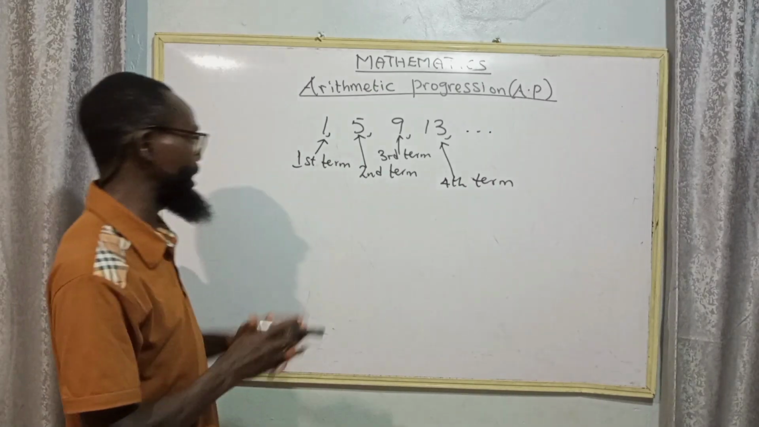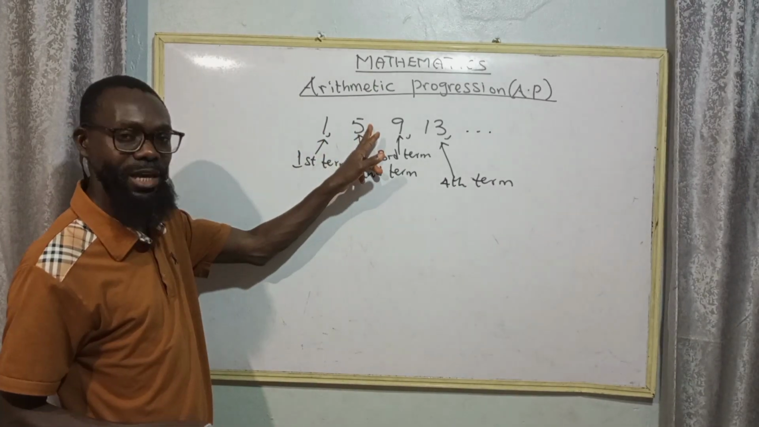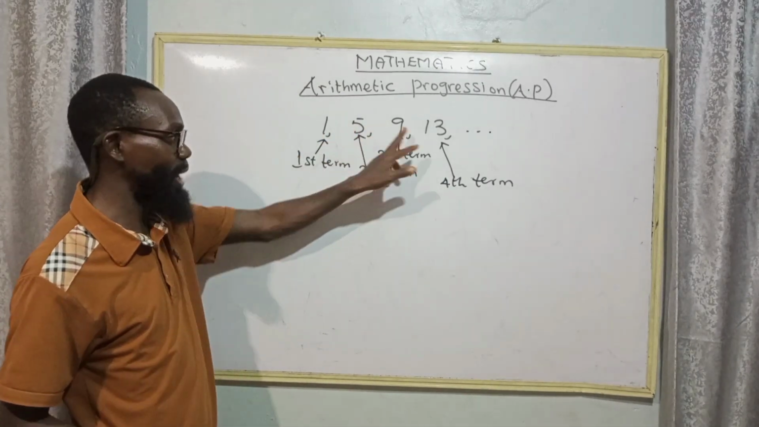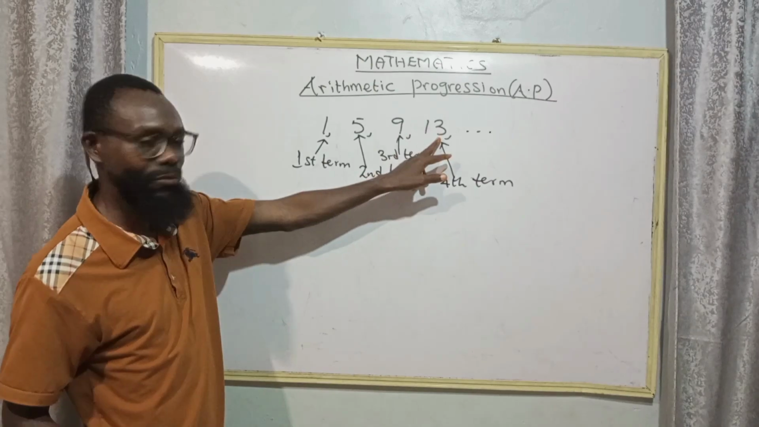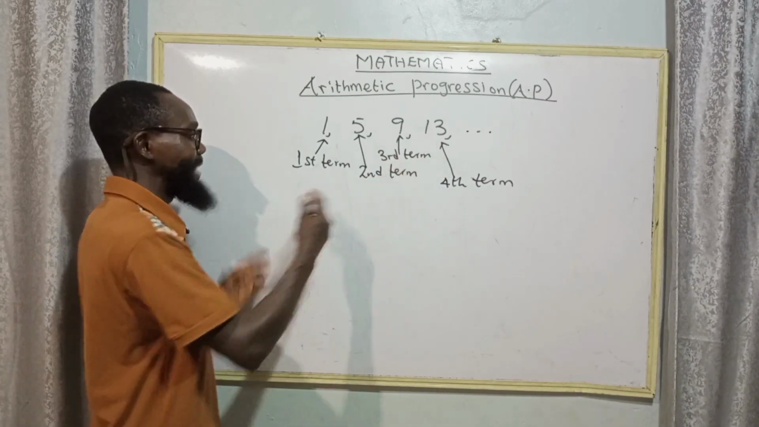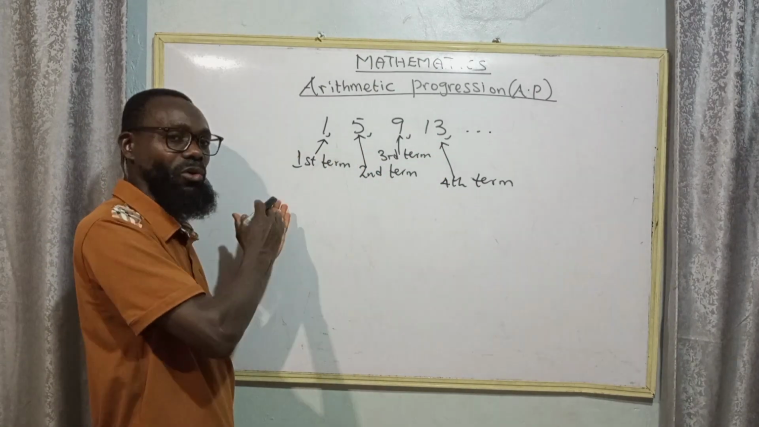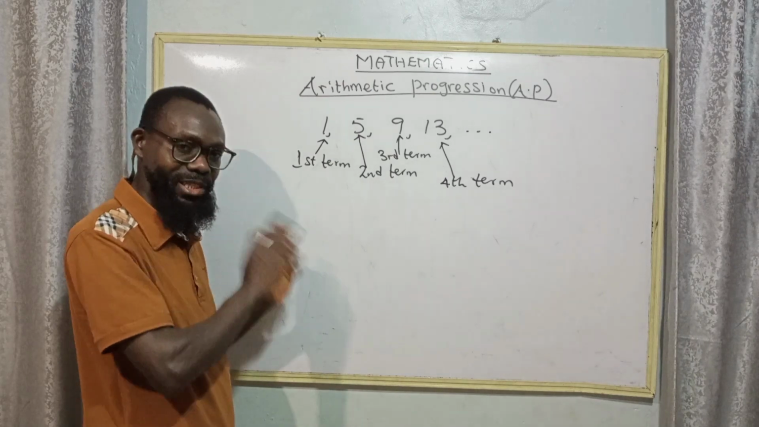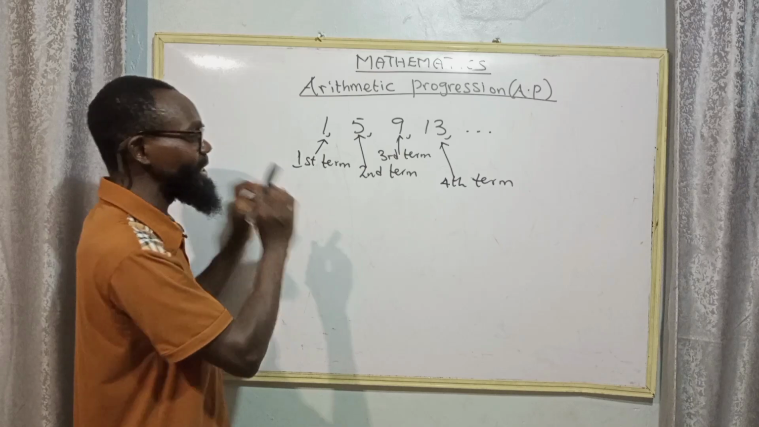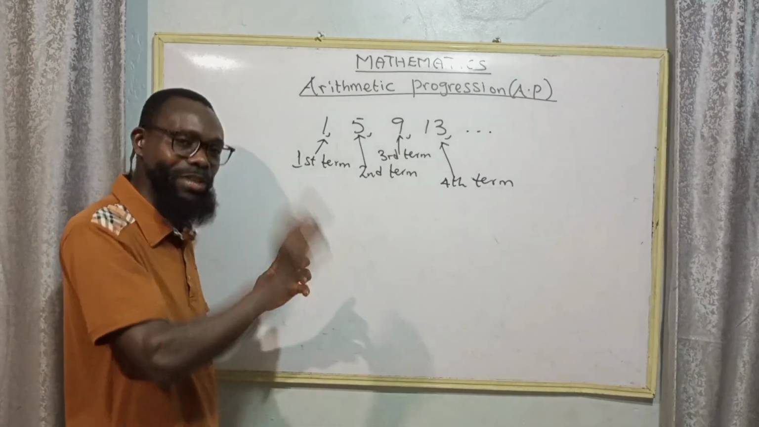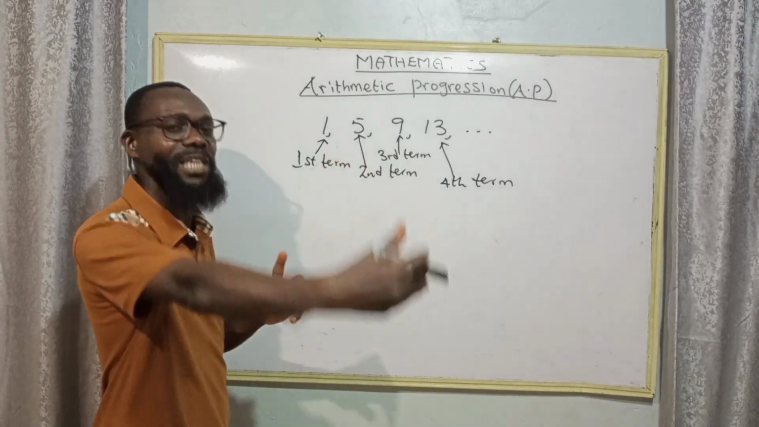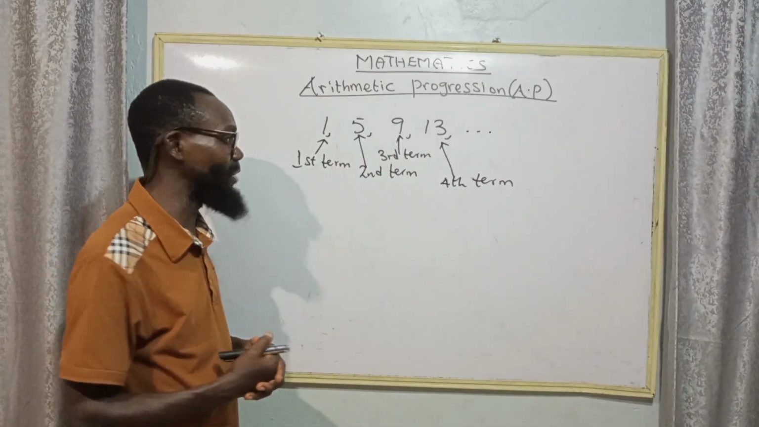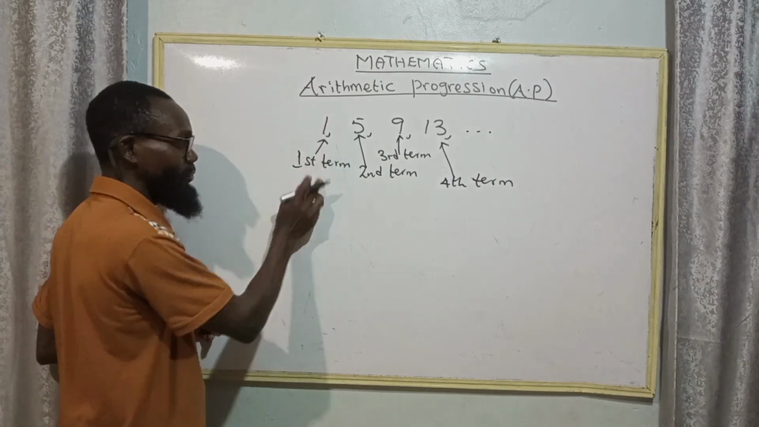Now look at this: this is 1, and we have 5 here. If I add 4 to this one, I have 5. 5 plus 4, I have 9. 9 plus 4, I have 13. The second term is gotten by the addition of 4, meaning the rule is adding 4 to each term. When we have the same constant added to each term to get the next term, we call this an arithmetic progression.